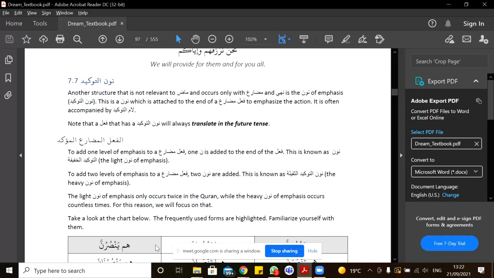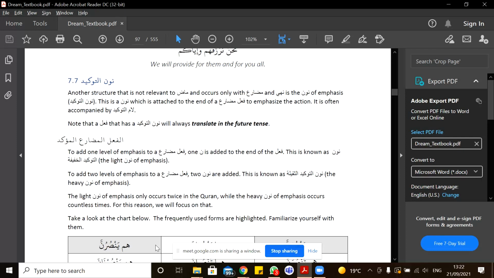Ana ansur. Nahnu nansur. Very good. Ana ansuru, nahnu nansuru, not ansur. It's ansuru, you're making it light. Lightest, yeah. Okay, very well done, sister.